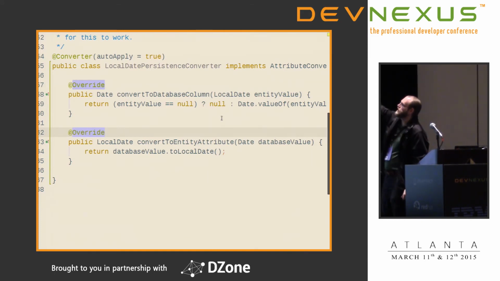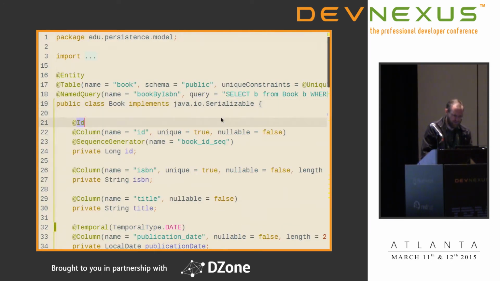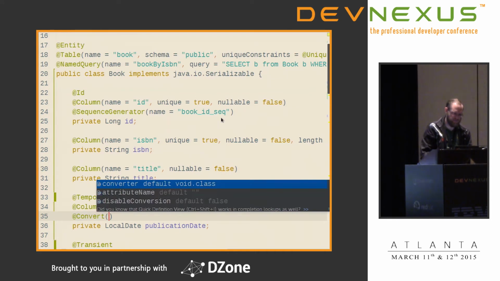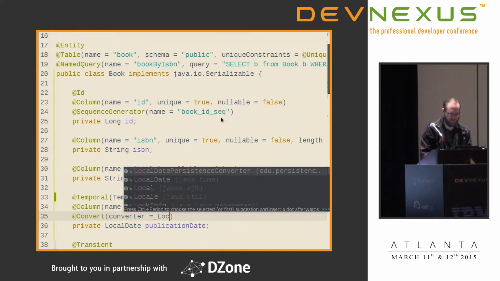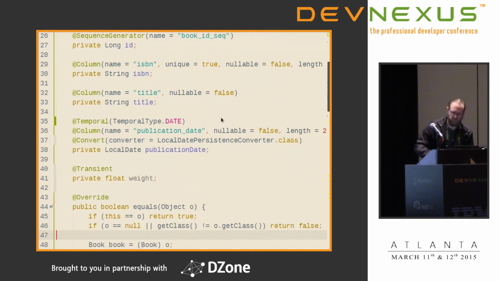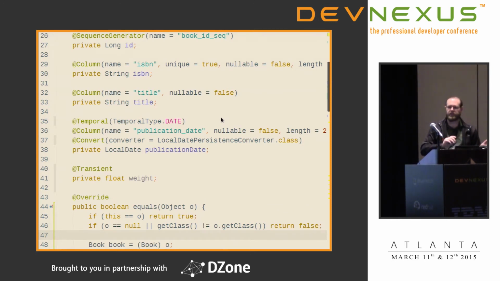What changed in 2.1 is this part right here, auto apply. So what auto apply is saying in 2.1 is whenever you see the local date, assume that you're going to be using this converter. Before, what you had to do was go in and every single place that you had the type, you would have to use the converter class. This is what you have to do in JPA 1.0 and 2.0. Every time you use one of these that JPA doesn't recognize natively, you have to add the convert annotation. And again, 2.1 auto apply true works everywhere.